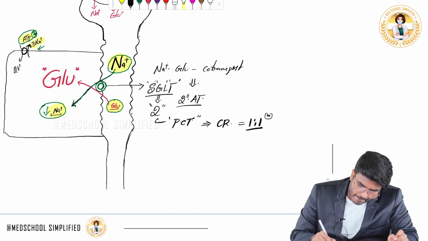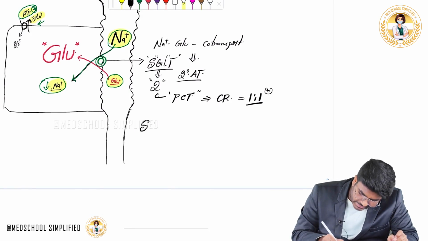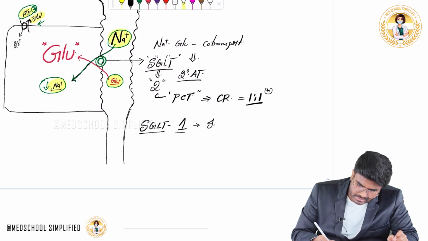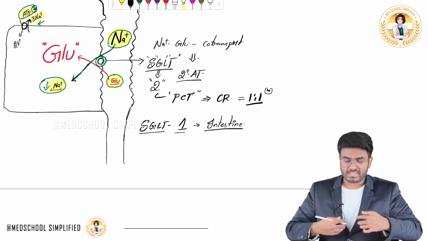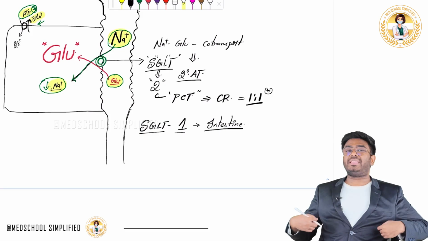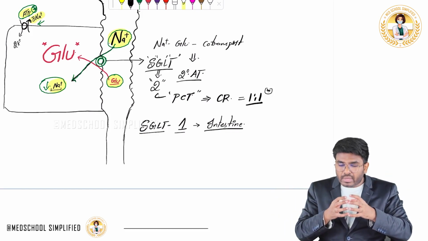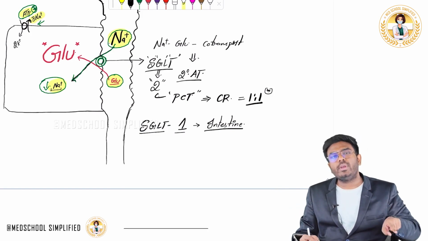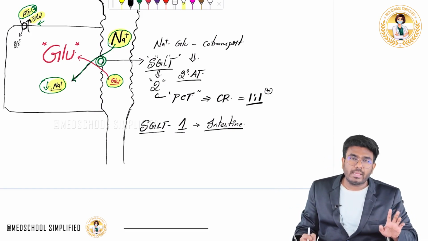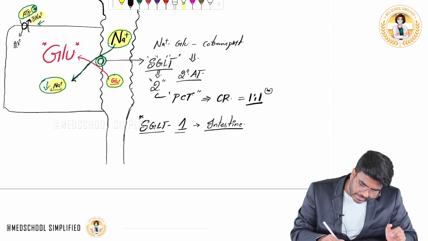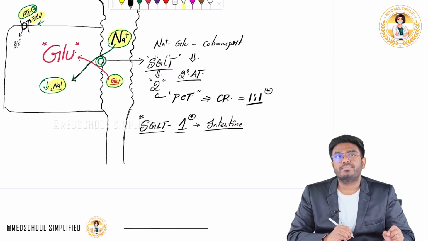If you want to know a few more important points, SGLT type 1. Where is this SGLT type 1 present? SGLT type 1 is present in the intestines. In the intestine, we need to have absorption. In the kidneys, we have reabsorption. In the intestines, we need absorption. So there also it is sodium glucose co-transport only, but the transporter is different. The transporter here is SGLT type 1.